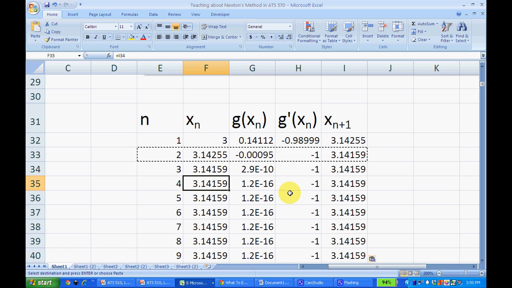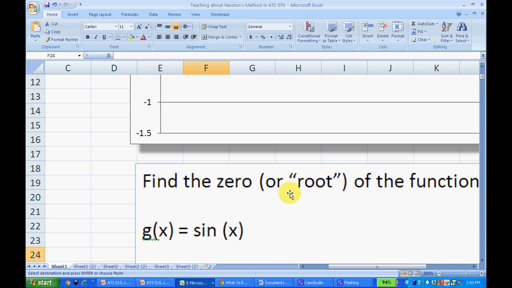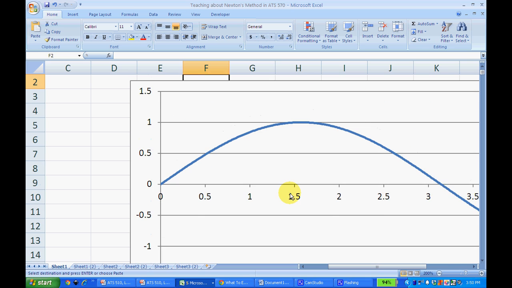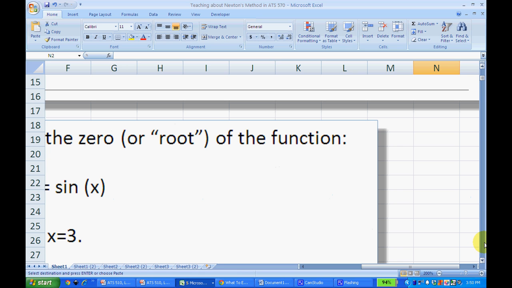This is our value for the root of g. G is equal to the sine of x, which is this graph right here. X equals 3.14159 is the value, it is a root of the equation. It gives you a value of 0. Okay, I want to show you 2 more examples in the coming slides, 2 more short videos that help you see what's going on here.